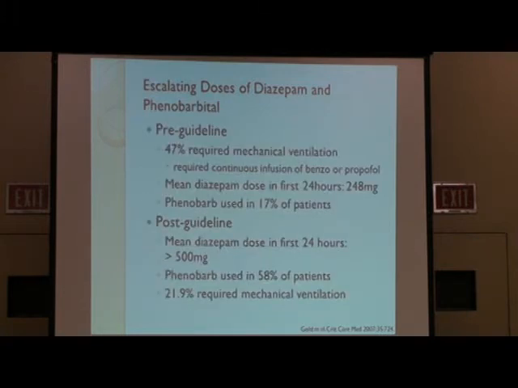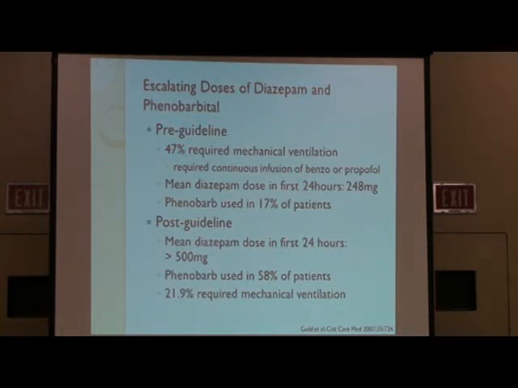So their historical cohort that they looked at, they showed that 47% of those patients required mechanical ventilation. And the reason is because those patients had to be treated with a continuous infusion, as listed here, either belatacept or propofol. Now the mean diazepam dose in the first 24 hours, again, pre-intervention was 248 milligrams in that 24-hour period. I don't know how that strikes you, but that strikes me as a pretty good dose. That's pretty significant. And they used phenobarb in 17% of the patients.